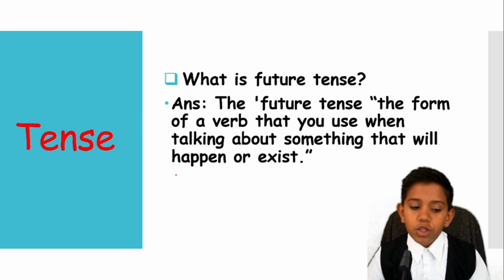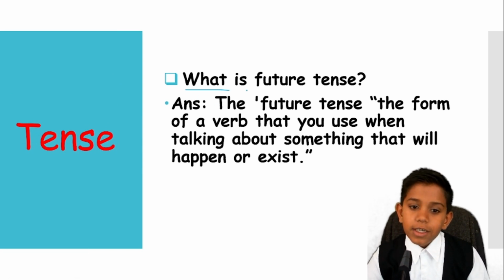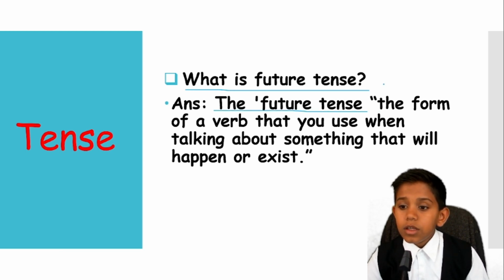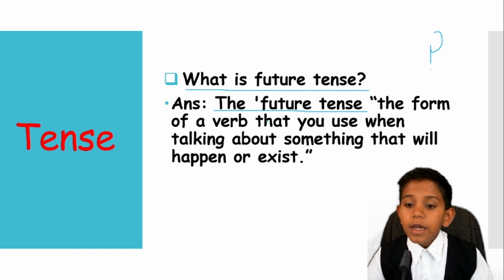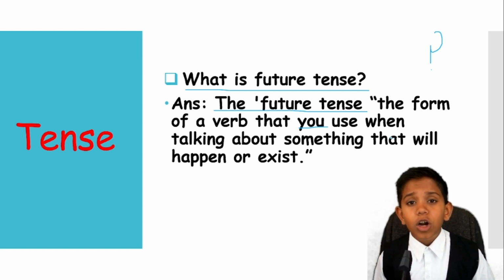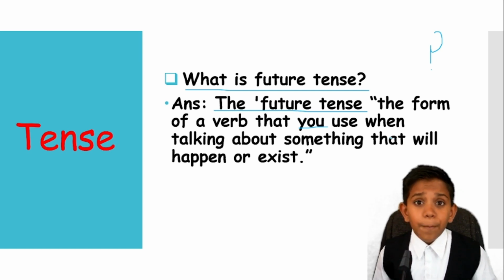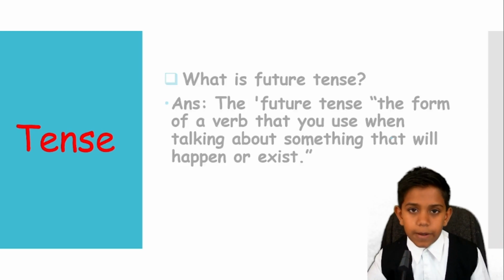First and the main question which comes in front of everybody: what is the future tense? The future tense is the form of a verb that we use, all of us, while speaking English, when talking about something that will happen or exist. Means it has not happened, it is not happening now, but it will happen or exist after some time.